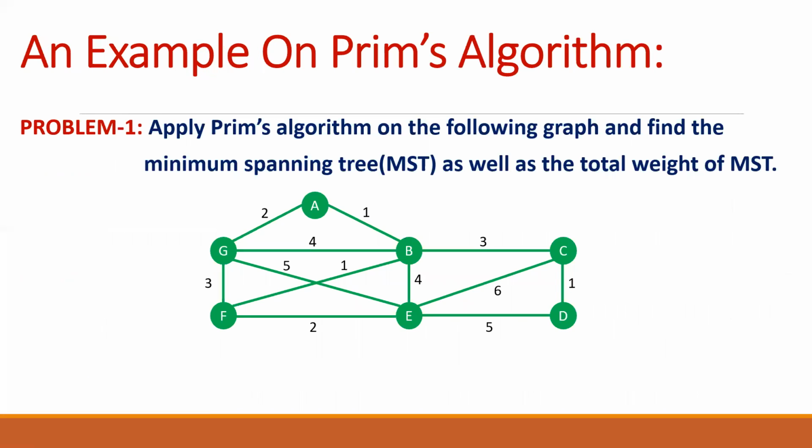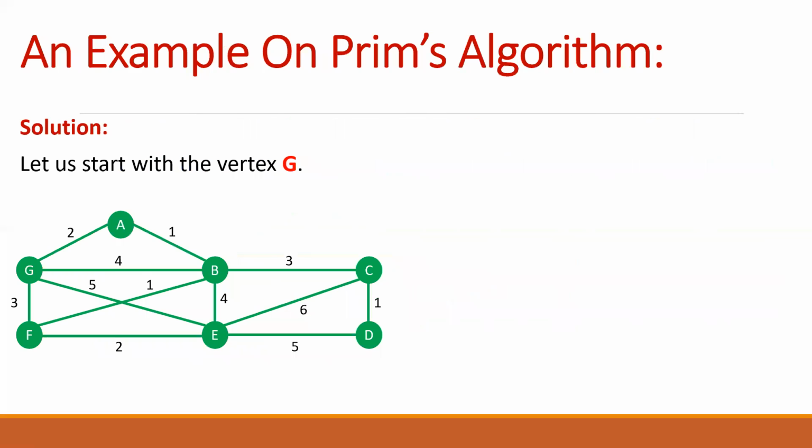Now let us take an example to illustrate the concept of Prim's algorithm. Apply Prim's algorithm on the following given graph, which is an undirected weighted graph, and obviously we have to find the minimum spanning tree with its total weight. We can start from any vertex of this given graph, but suppose we start from the vertex G. So we highlight the vertex G in red color.